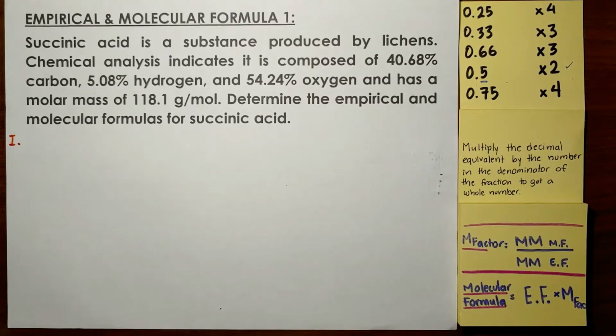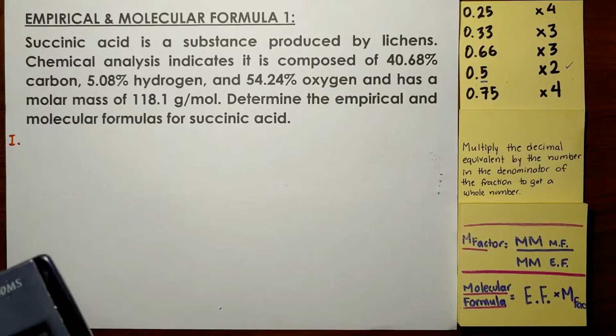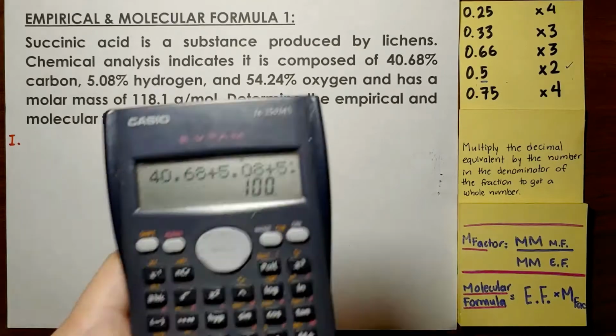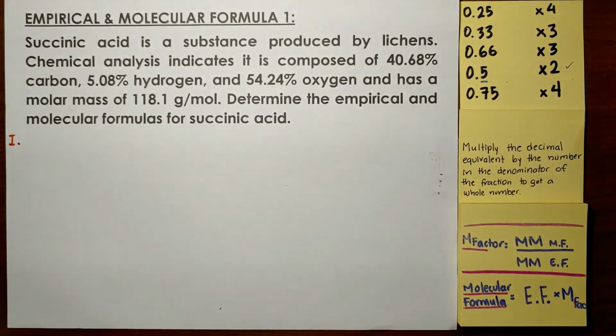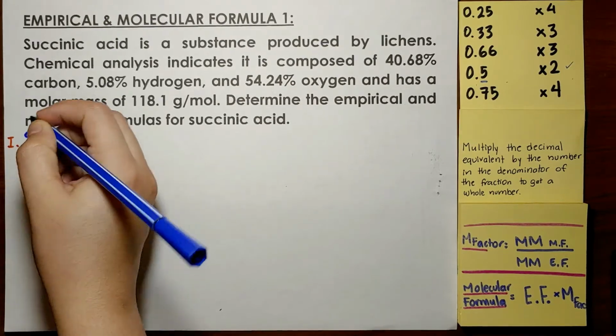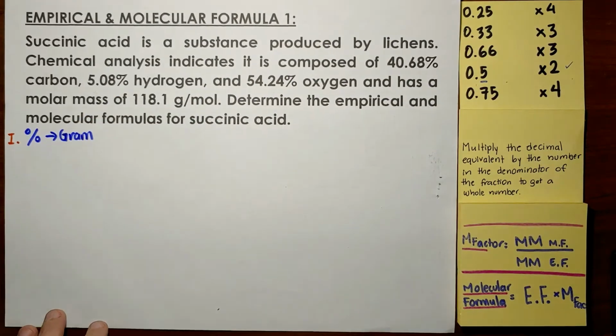percentage composition to become grams. Even if the problem is not telling you that it's 100%, I always suggest to add all the percentages to make sure that you actually have 100%. So that's what I'm going to do right now. 40.68 plus 5.08 plus 54.24. There you go, 100%, so we are cool. Now, in the first step, remember what we do is go from percentage to grams.